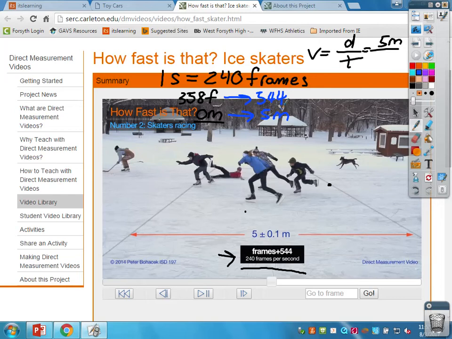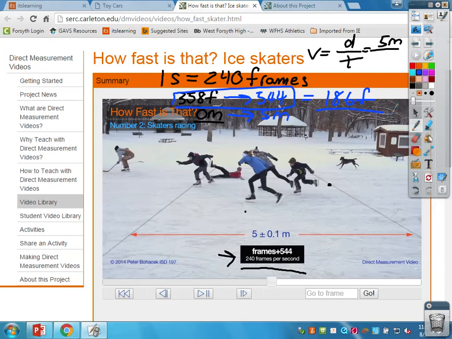Does that mean he's gone for 544 seconds? Of course not. Did you see that I started at 0 meters, but not at 0 frames? The counter was already going. We have to use the frames as they're given to us. So now I need to find the difference in these frames. 544 minus 358 is 186 frames. 186 frames took them to go from one side to the other.